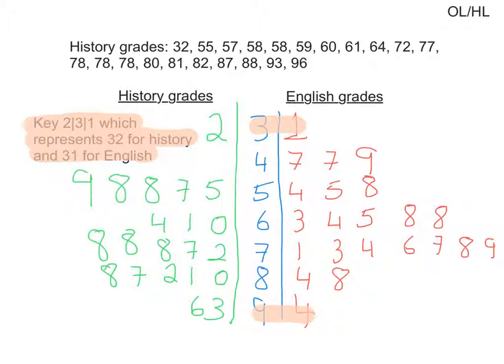A different question might be, what is the mode of the history grades? In this case, we look at the leaves and see is there any leaf on the same row that appears most often. We can see the number 8 on the stem 7 row appears most often. This means the mode is 78. An important factor in answering this question was that the leaves were in numerical order. For stem and leaf diagrams, the leaves should always be in numerical order.